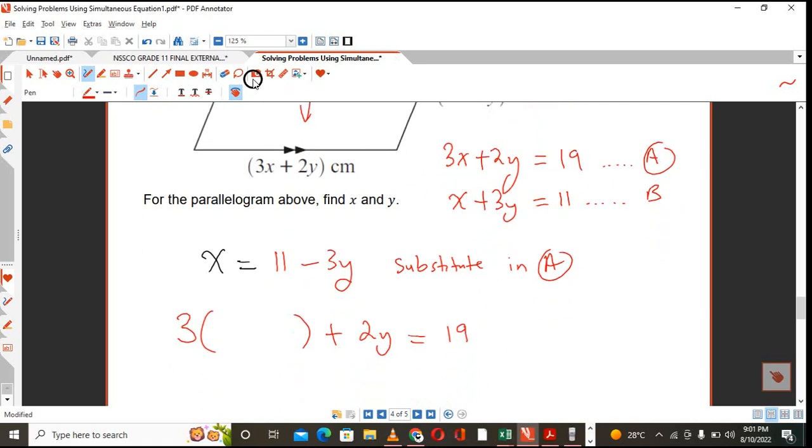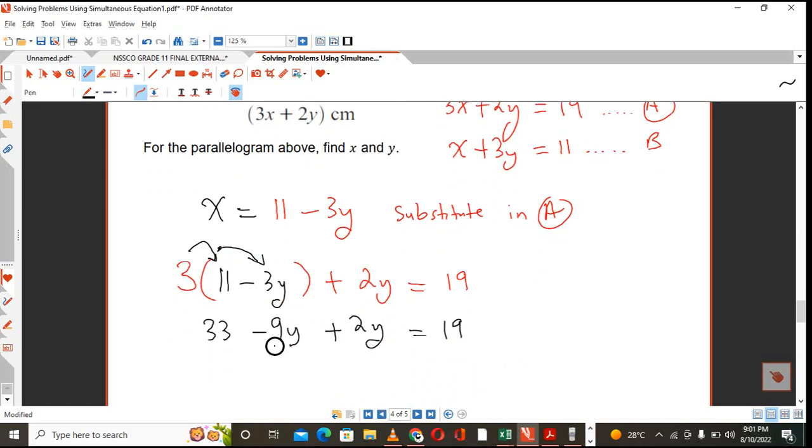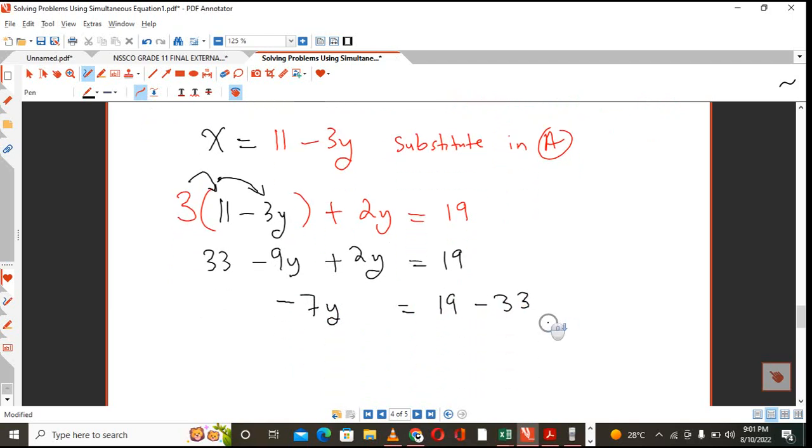Again, there are many methods that you can use. So it's 11 minus 3y here. We are now going to multiply out. So that's 33 minus 9y plus 2y is equal to 19. This allows us now to only have one variable. Obviously this is going to be negative 7y equals 19 take away 33, which is nothing but negative 14.